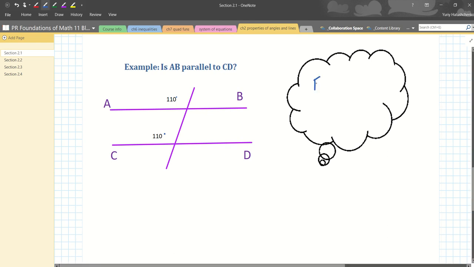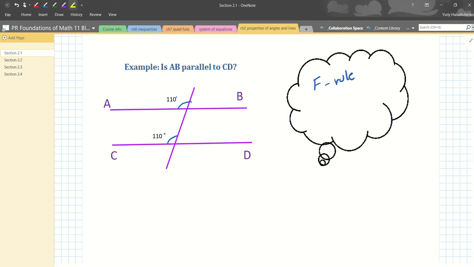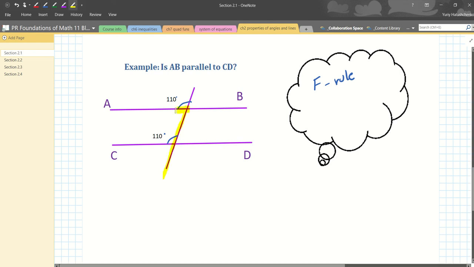So we're going to use the F rule because we're given two angles here. And if you look at these angles, we're getting the values for them. And if I use my highlighter here, this makes an F, which is mirrored. So we notice that the angles are exactly the same. This forms an F shape. So these angles are corresponding angles.